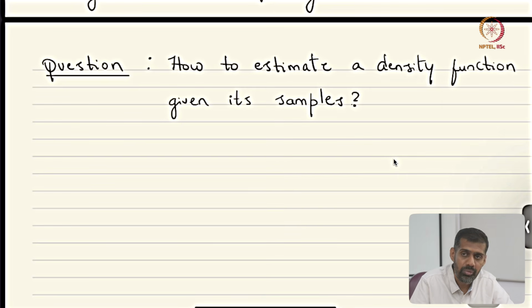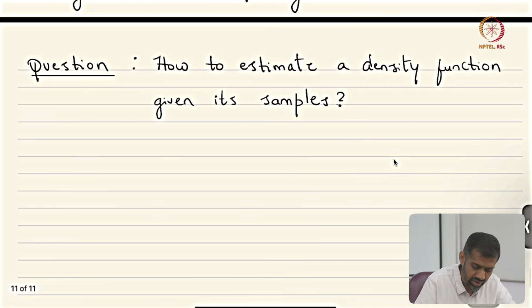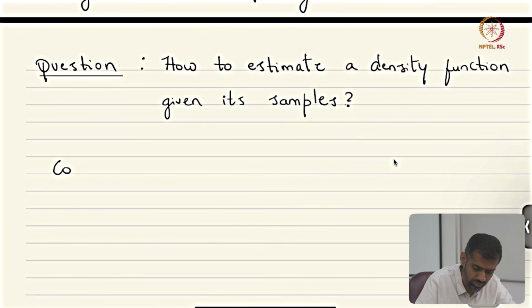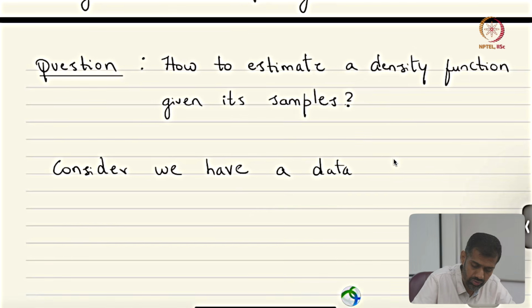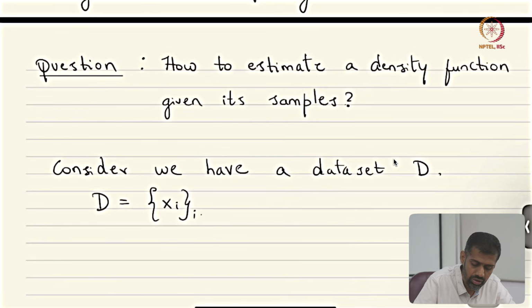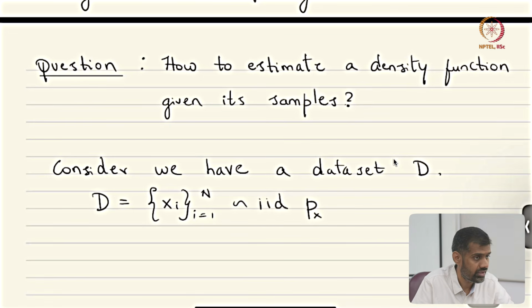I will give you the broad framework of how to do this. Then we will see several examples of how it is done. Now let us consider a data set D which contains samples which are i.i.d. drawn from an unknown underlying density p(x).